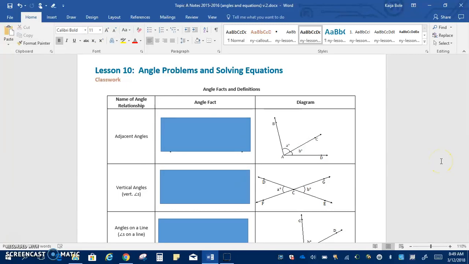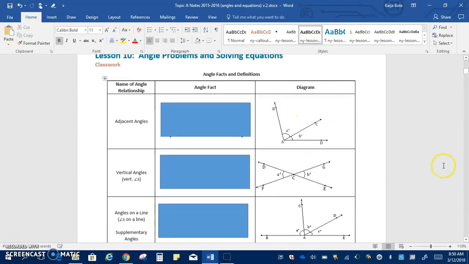Alrighty, here we are on lesson 10, angle problems and solving equations. So the first part of this lesson is just going to be some definitions of angle relationships, and then we will use those definitions to write equations and solve them to find the measurements. So when I take away the box, make sure you put the angle fact in the box on your note packet so you have those down to help you.